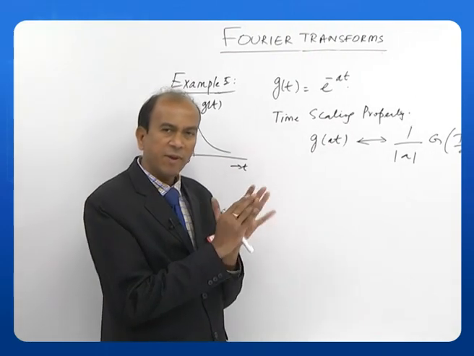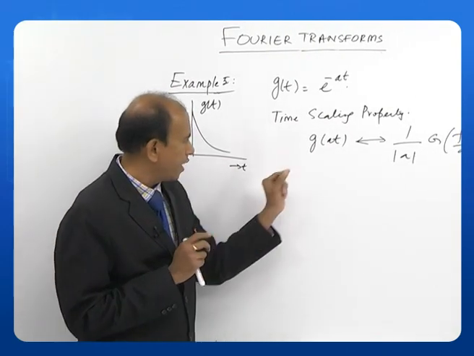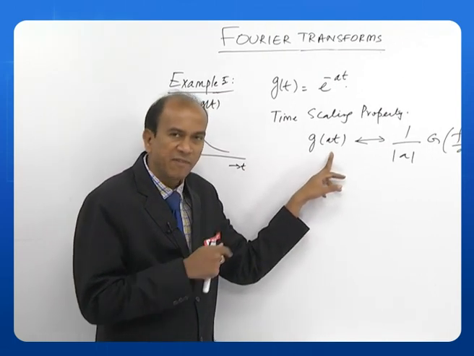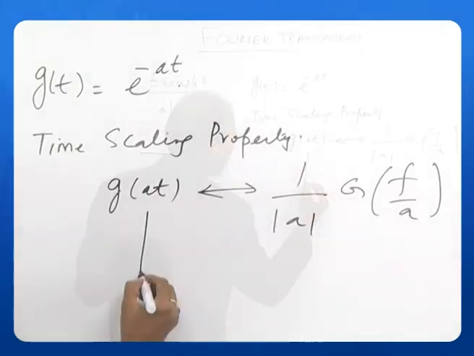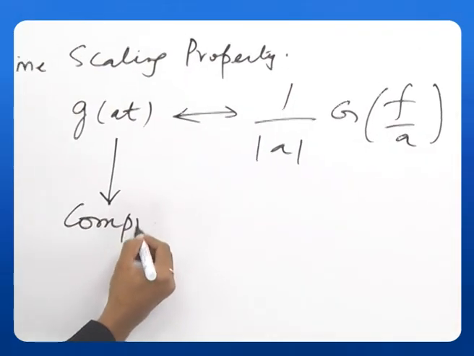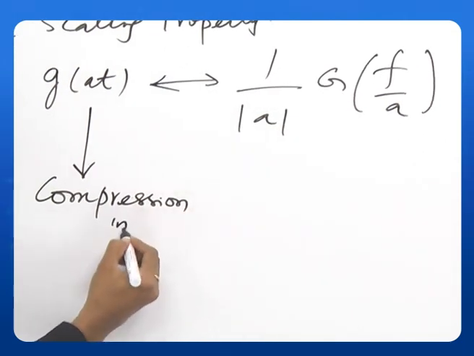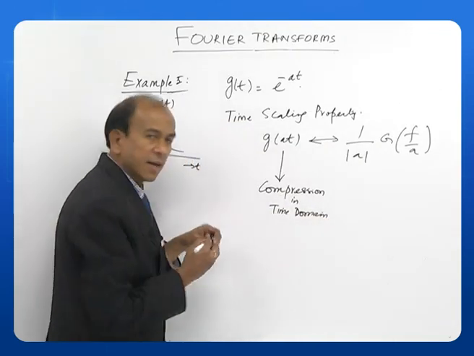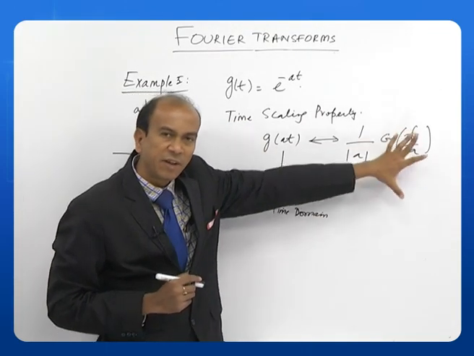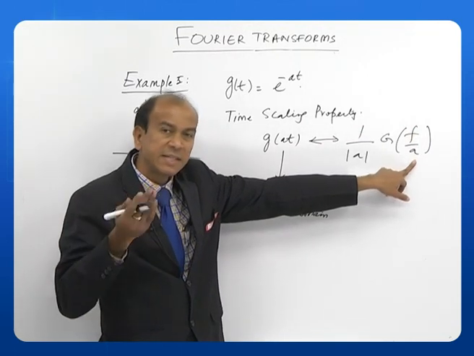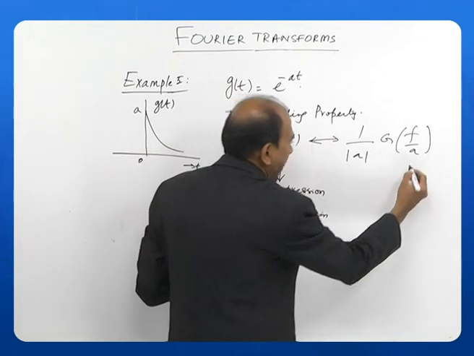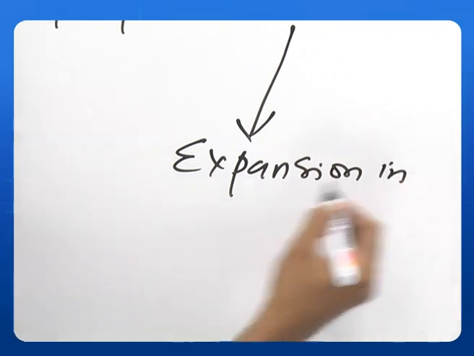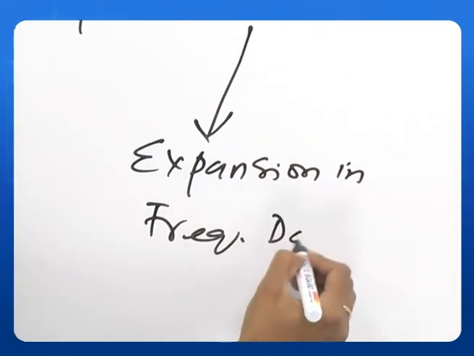Here you should remember one very important point. When I am multiplying a function g of t, the time is multiplied by a, that is, scaled by a factor. So what is happening here is what is called compression, compression in what? Time domain. This is compression in time domain. So, what is the resulting frequency domain? If you see here, the frequency is getting divided by a. That is, this is expansion in frequency domain.